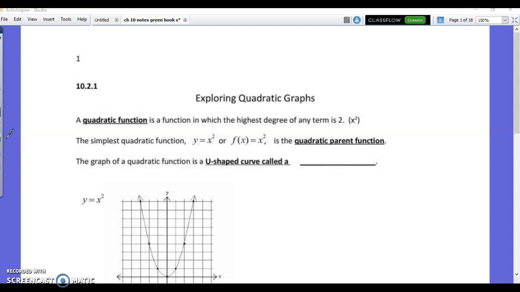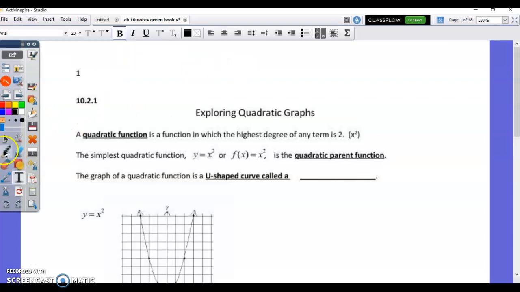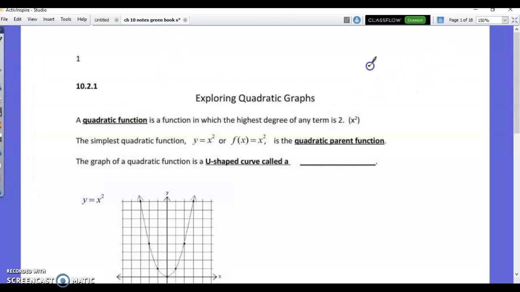All right, so this section we are going to explore quadratic graphs. Remember in the previous section when we were doing factoring and things like that, we talked about quadratic equations in the form of ax squared plus bx plus c. We did a lot of factoring of those, and now these are quadratics, and we're going to talk about the graphs that they make.